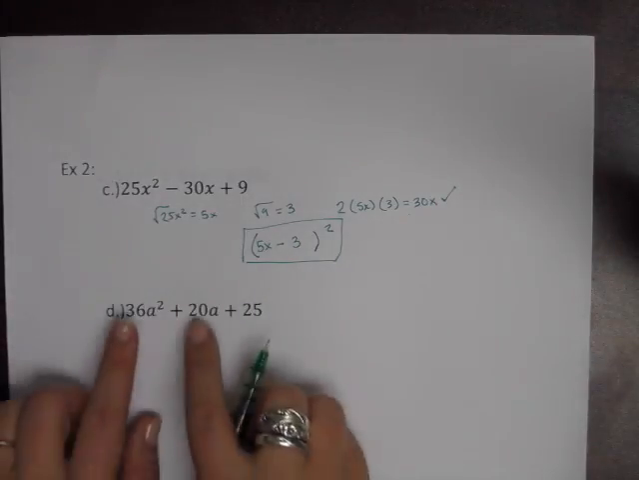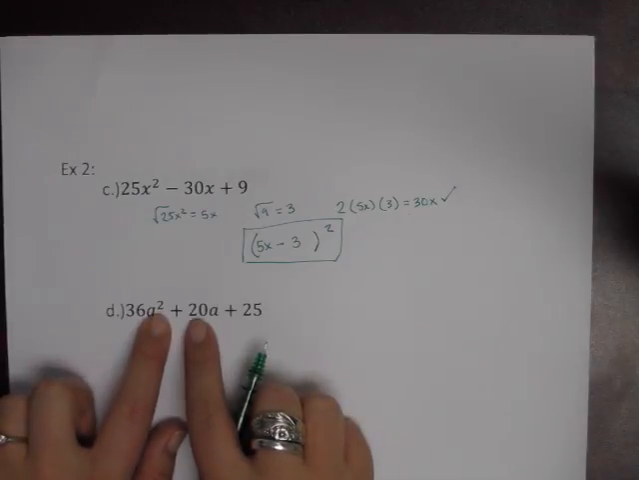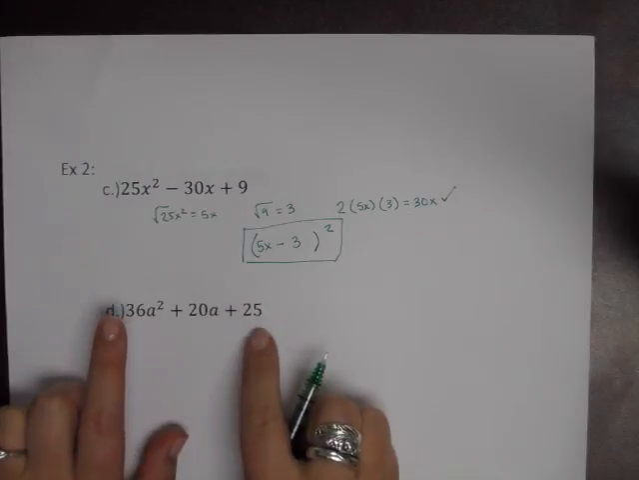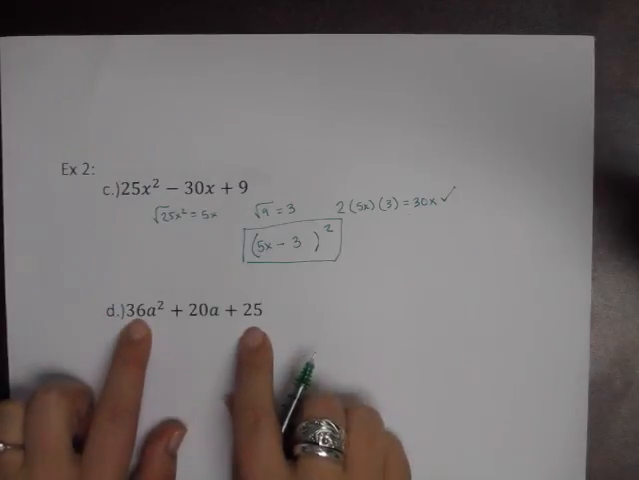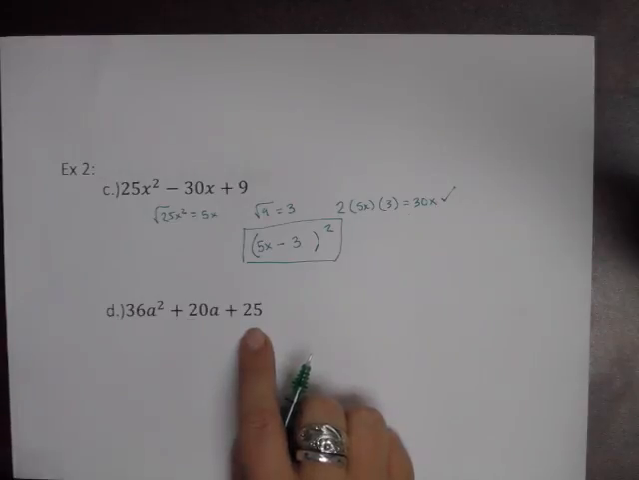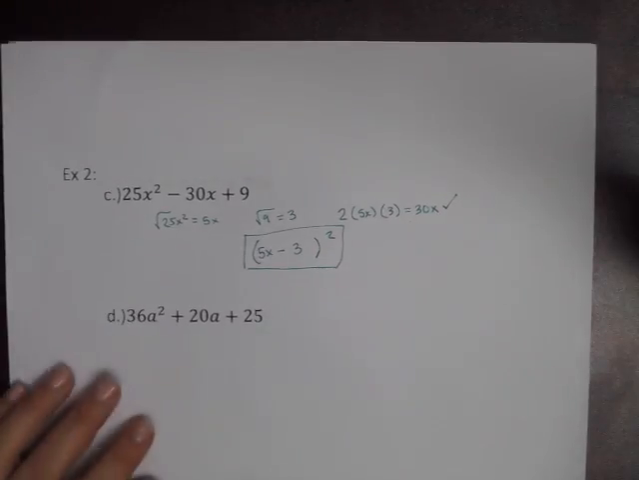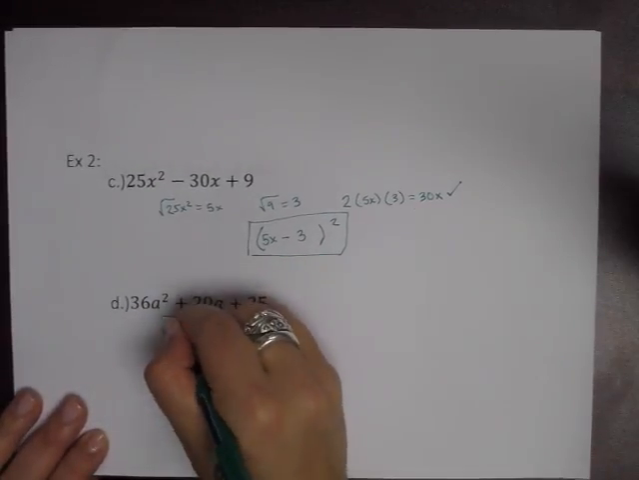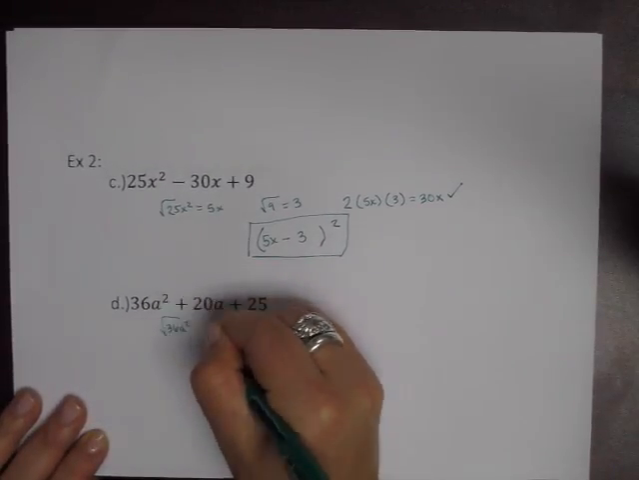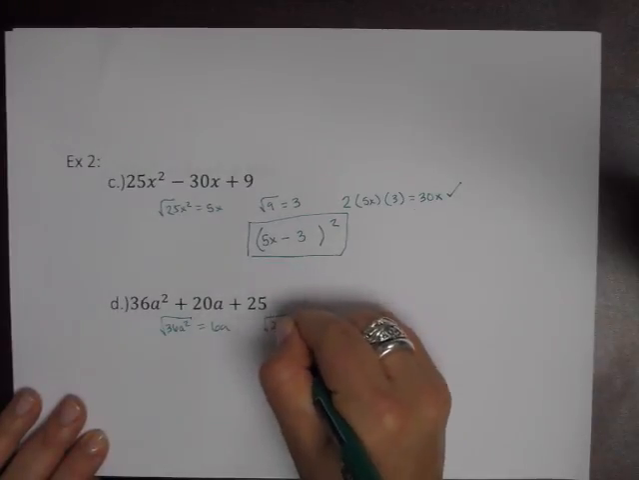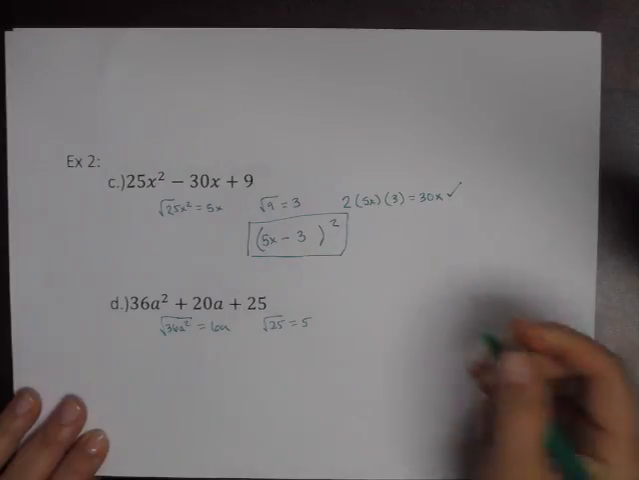Okay, so the next one that I have is 36a squared plus 20a plus 25. First thing that I look at, my first and my last term are perfect squares, and my middle term is going to be even. And I have three terms, so it could potentially be a perfect square trinomial. So I'm going to take the square root of 36a squared, which will be 6a. Then I take the square root of 25, which will be 5. And then I've got to check it.